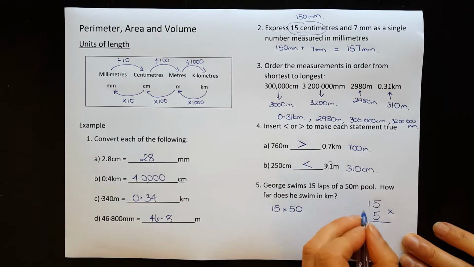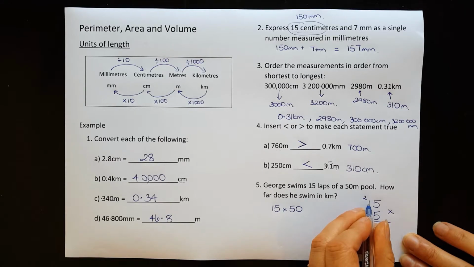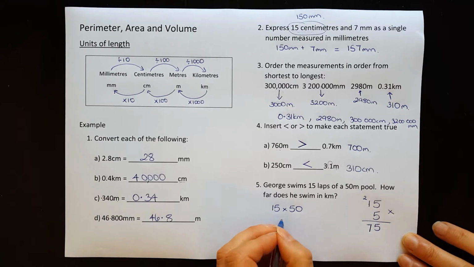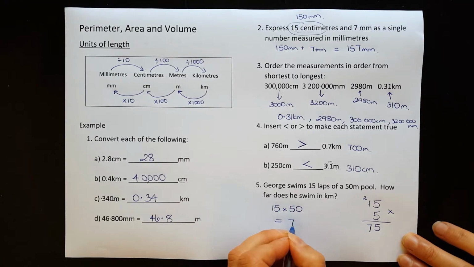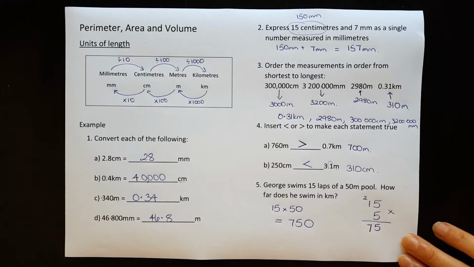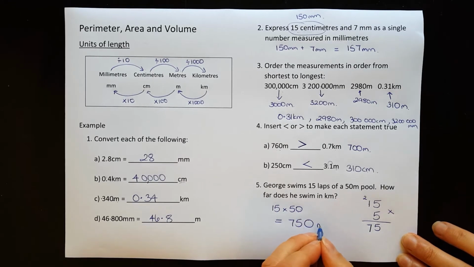5 times 5 is 25. 5 times 1 is 5, plus 2 more is 7. Okay, so 15 times 5 is 75. Because it was a 50, we're going to have an extra 0 on the end of that. Now, because this was in meters, that's going to be 750 meters.